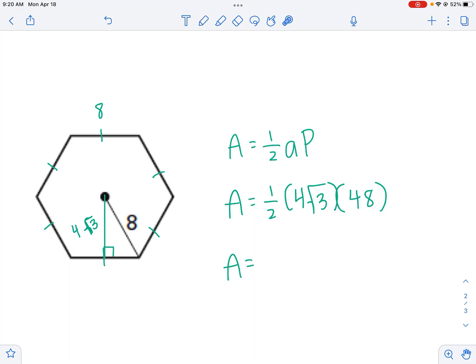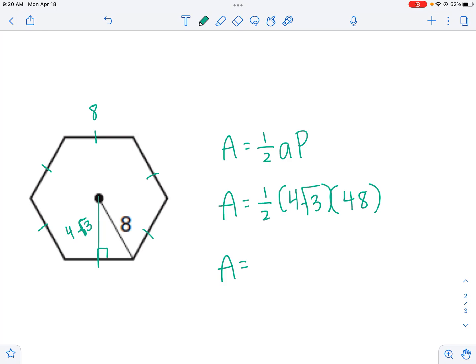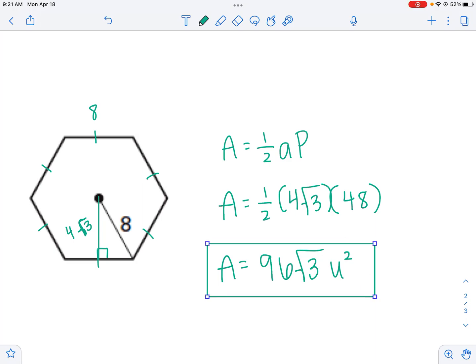And remember, what's out stays out. So if you do want to go to the calculator, you can do half of 4 in your head and then just do 2 times 48. And what's in stays in, so that would be 96 root 3 units squared. And that's it.